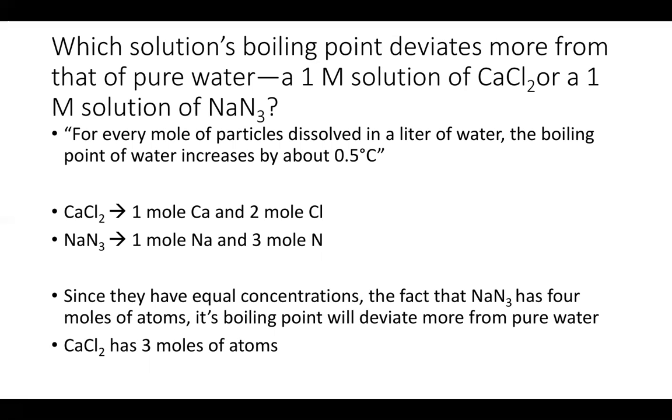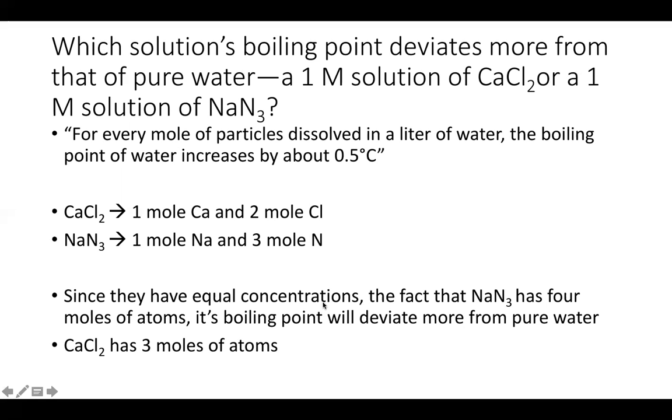The point is, the more moles you have, the more you're going to increase the boiling point of water. So if we look at calcium chloride, from its chemical formula, there's 1 mole of calcium, and there's a 2 here, so there's 2 moles of chlorine, for every mole of calcium chloride. For the sodium nitride, there's 1 mole of sodium and 3 moles of nitrogen for every mole of this sodium nitride. And they're both at 1 molar, so they have equal concentrations.